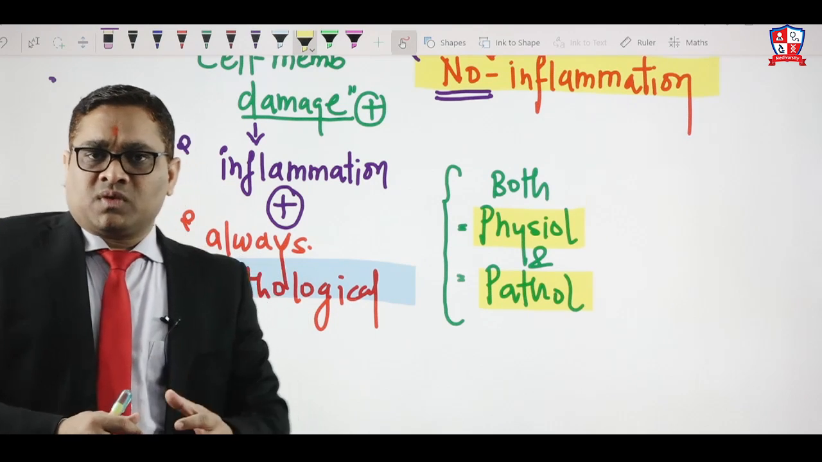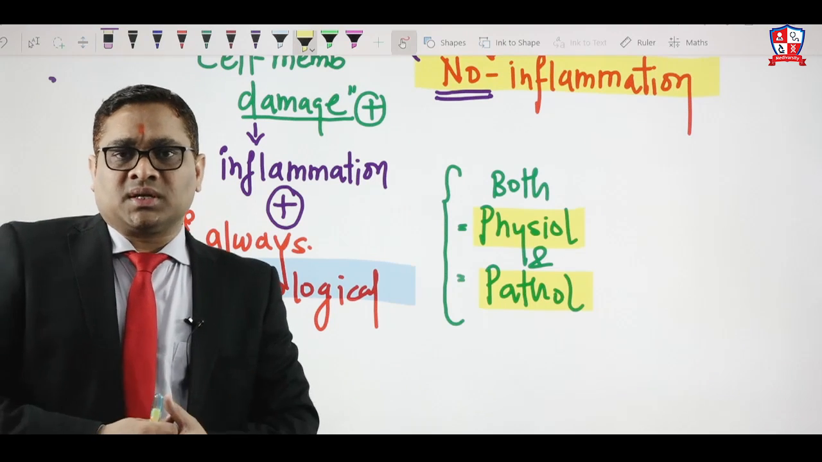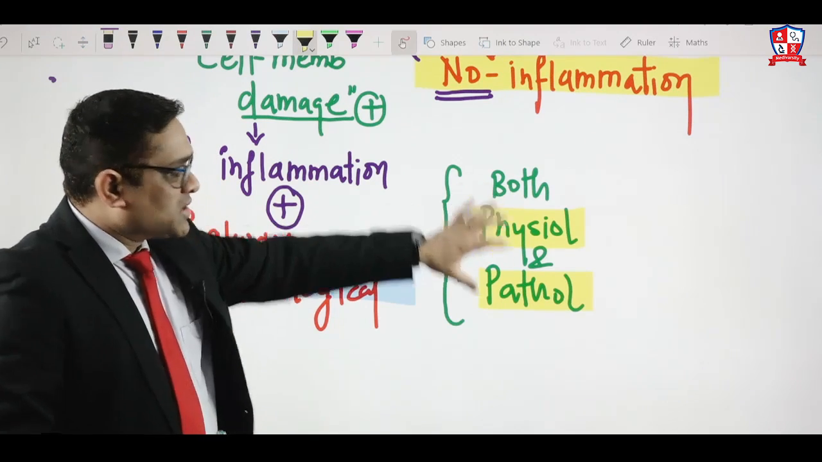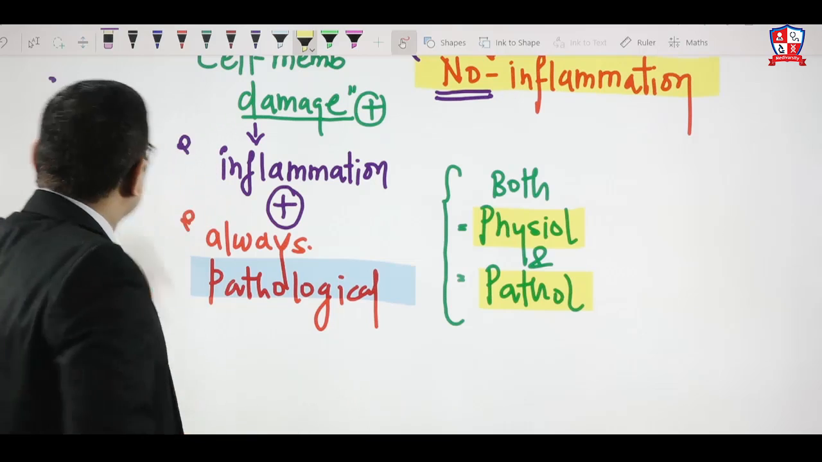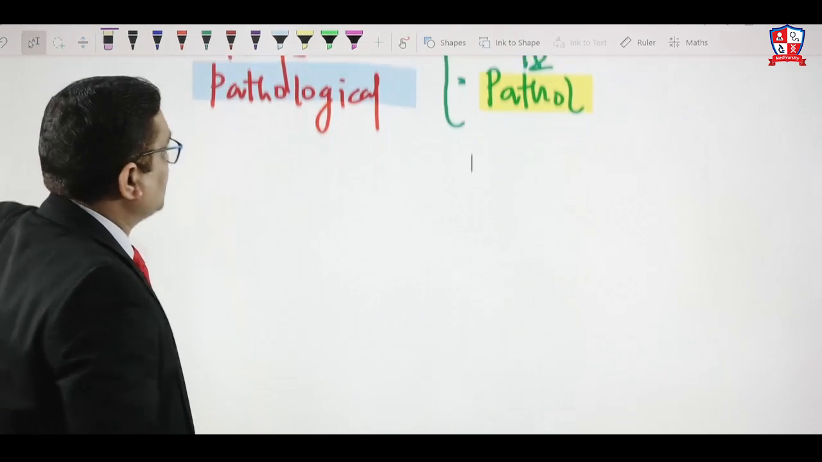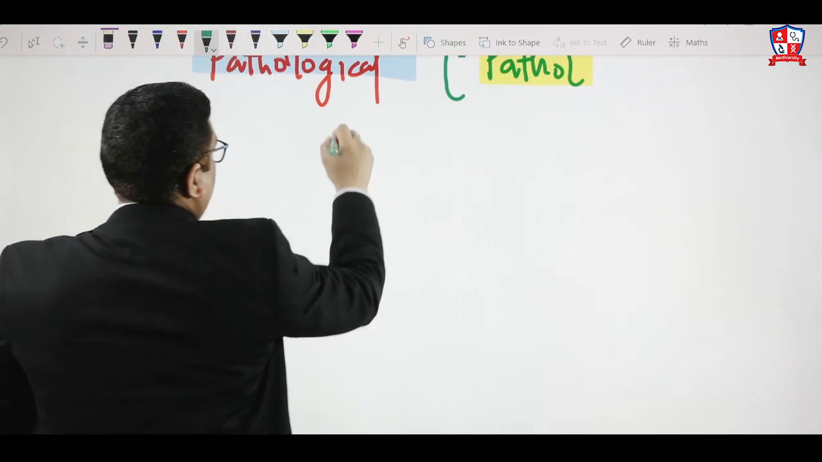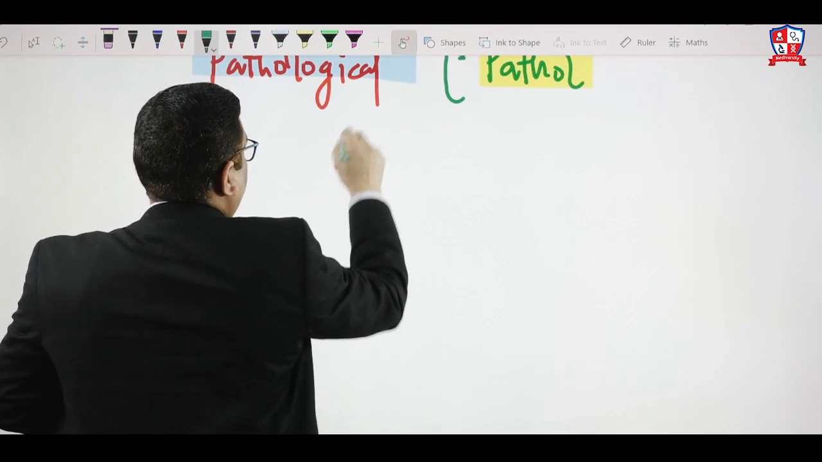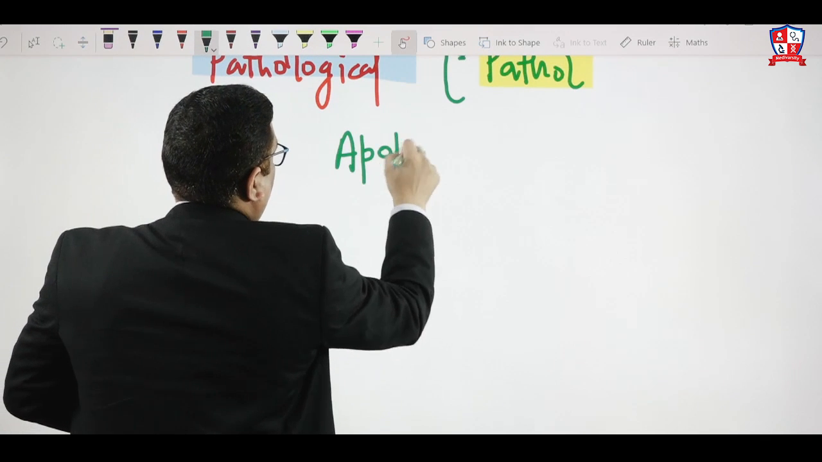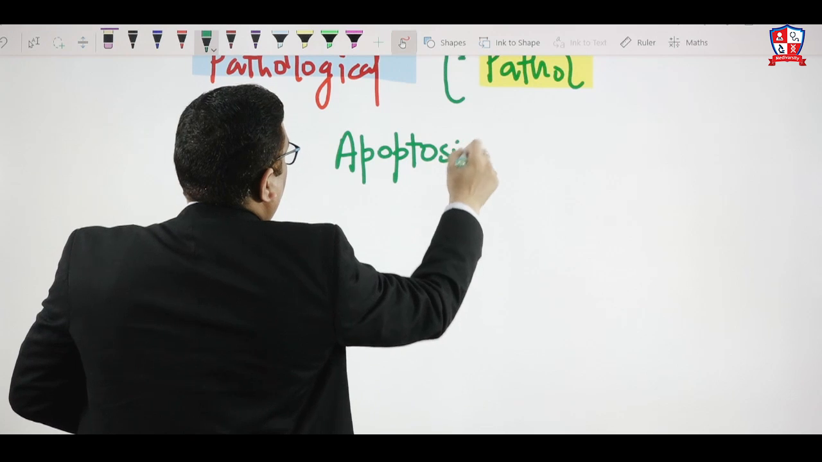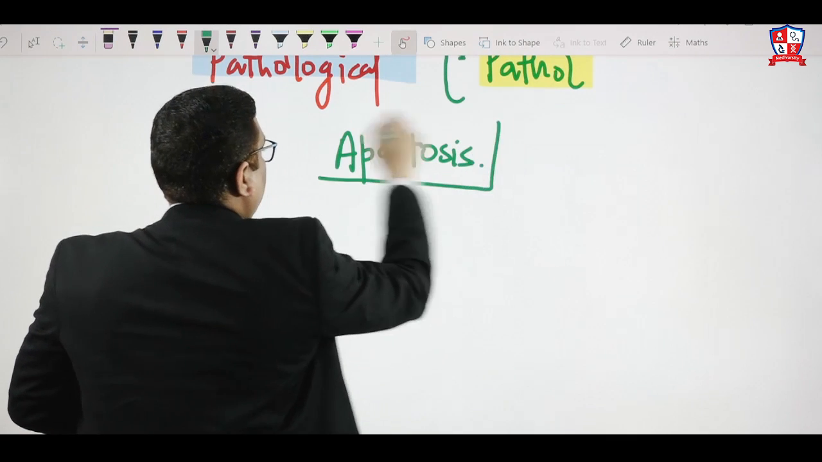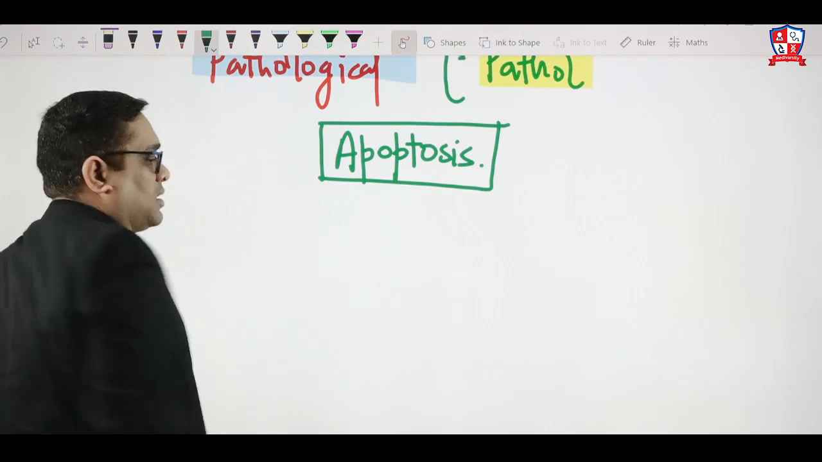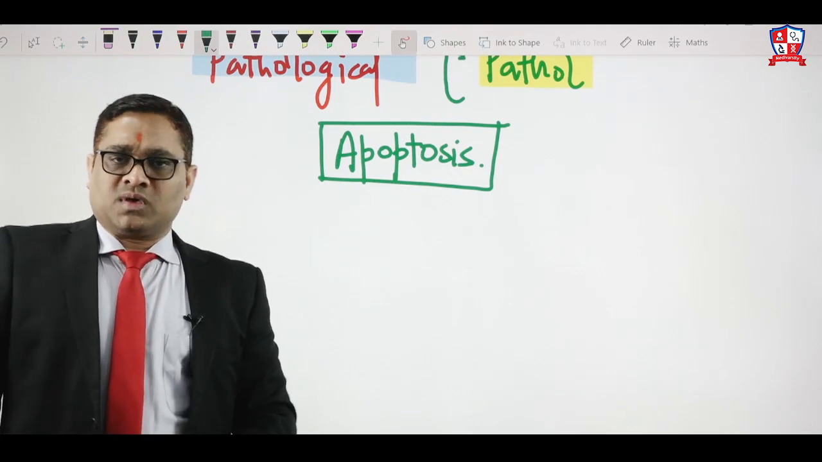Now the next topic we are going to discuss is another morphological spectrum which is both physiological and pathological, and that is apoptosis. So this will be our next topic which we are going to discuss.